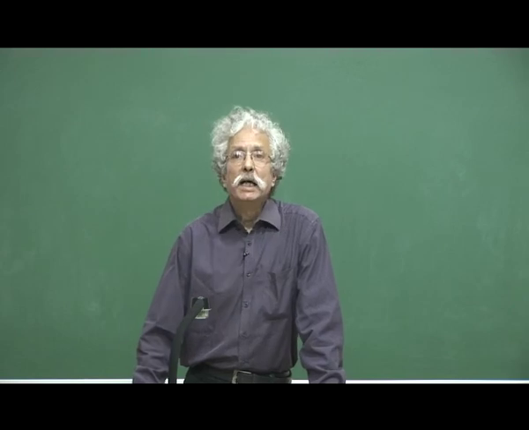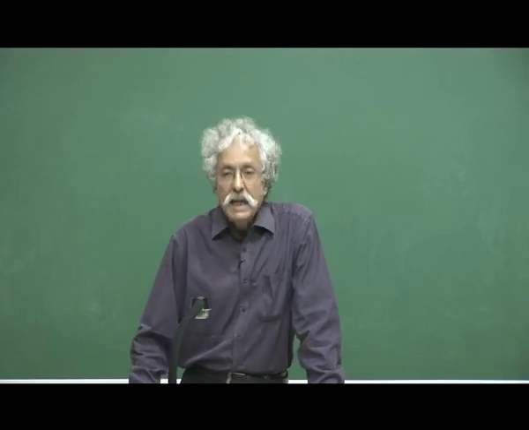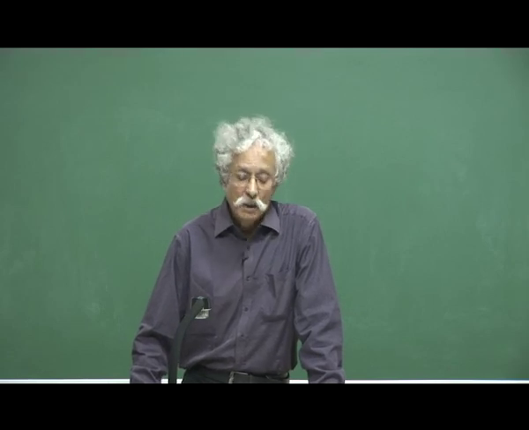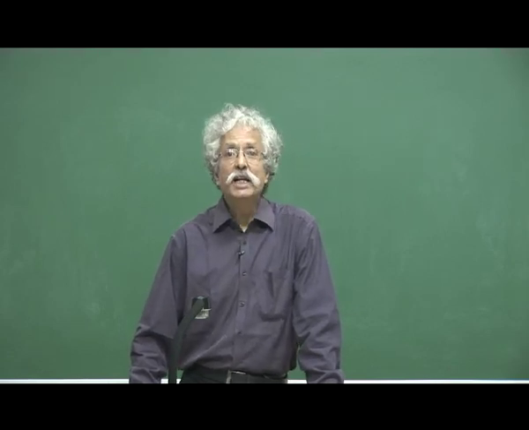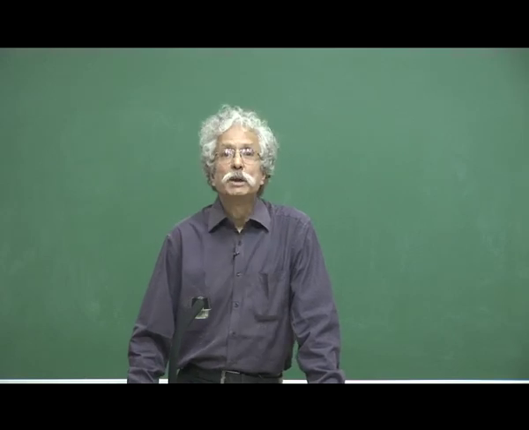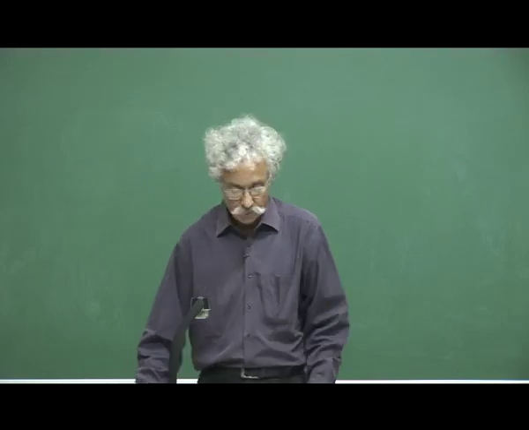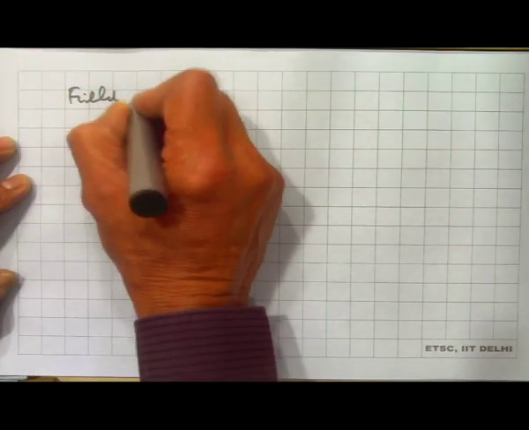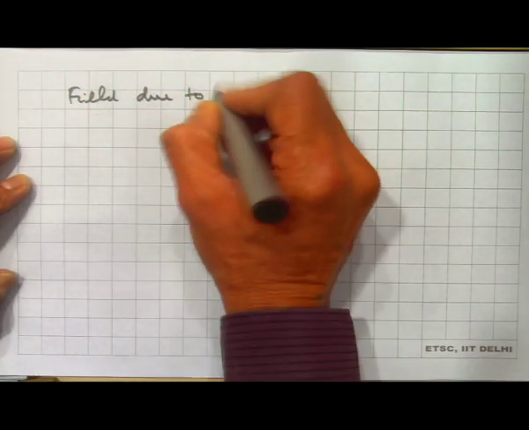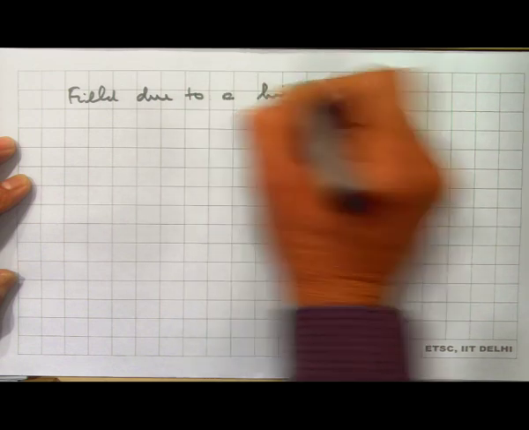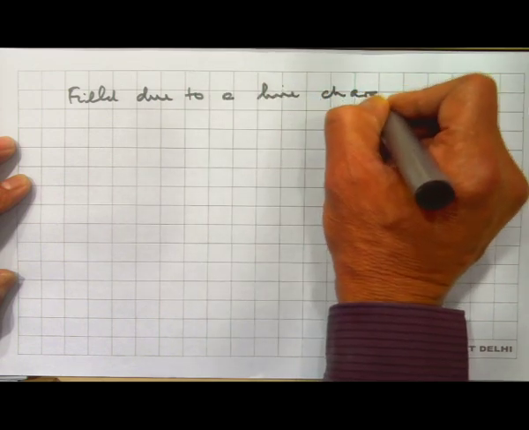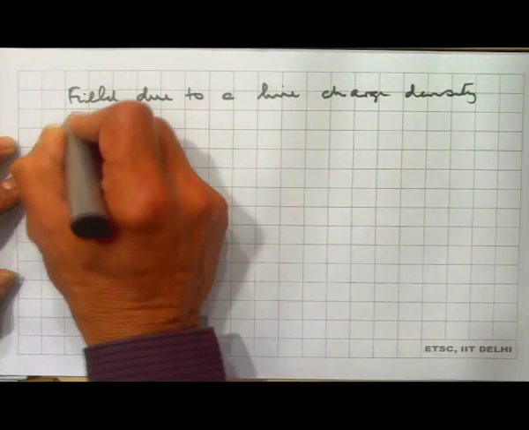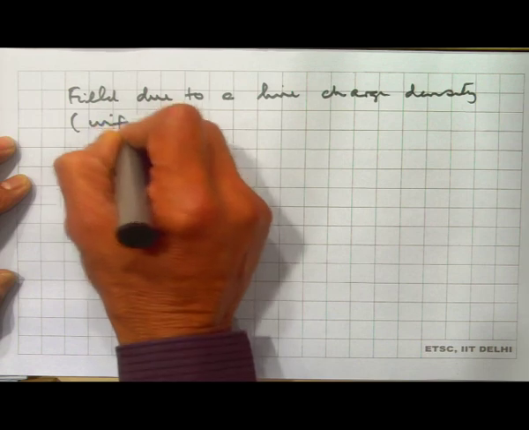Now, I want to look at another example, in which I will be able to calculate the field by using Coulomb's law and by using Gauss's law, and then again you will see how Gauss's law simplifies the calculation. So, this is the field due to a line charge density, and I am assuming it is infinitely long.